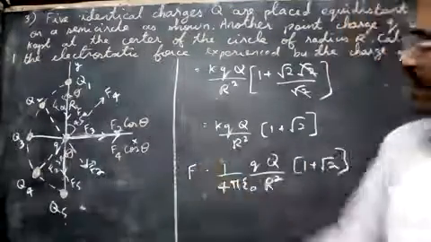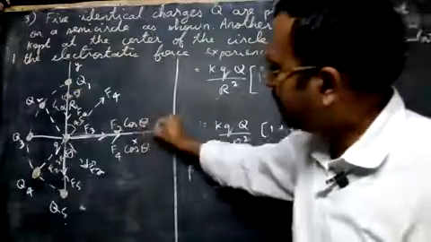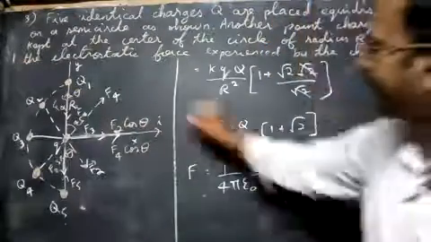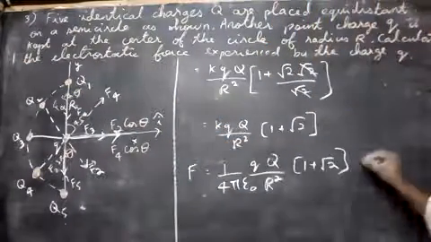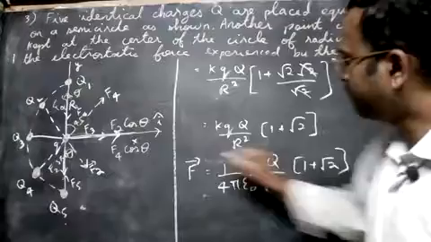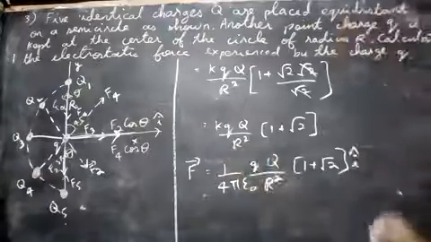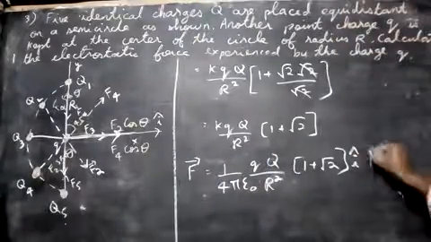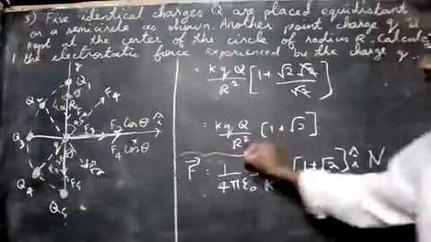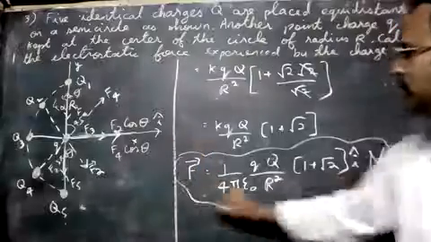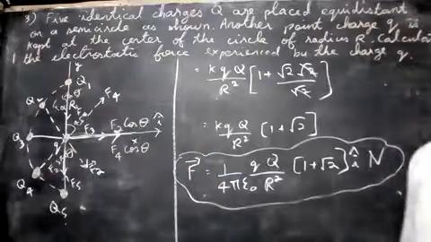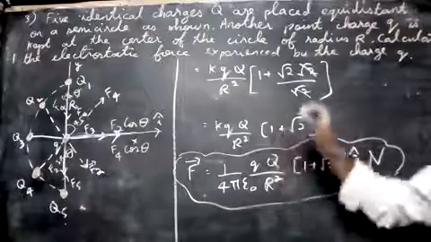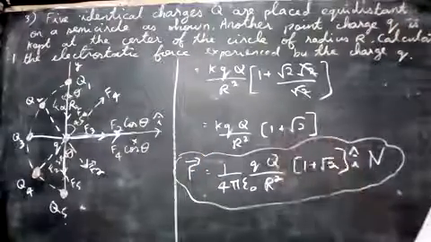If you notice, it's in the x direction, so we can write i cap, the unit vector which shows direction, because force is a vector quantity. The force is measured in newtons; the SI unit is newton. So this is the answer that we need. It's a very simple sum. Go through the steps and you can write it down step by step. Okay, thank you for watching.